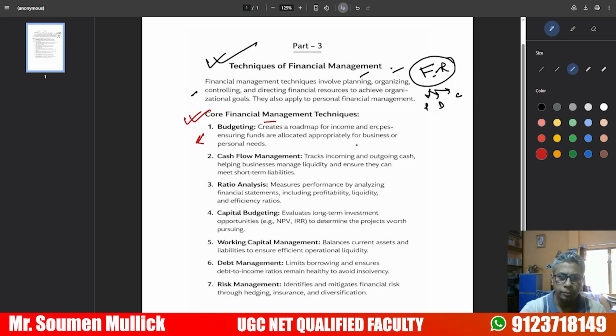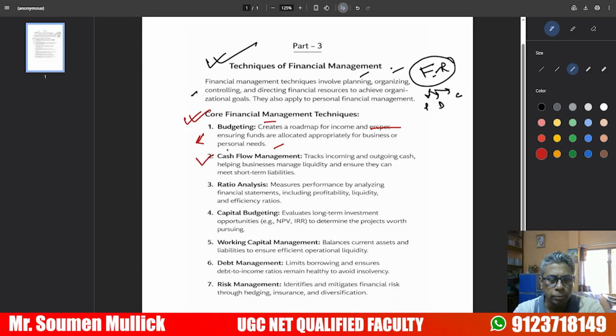Budgeting is a roadmap for income and it ensures the funds are allocated appropriately for business and personal needs.